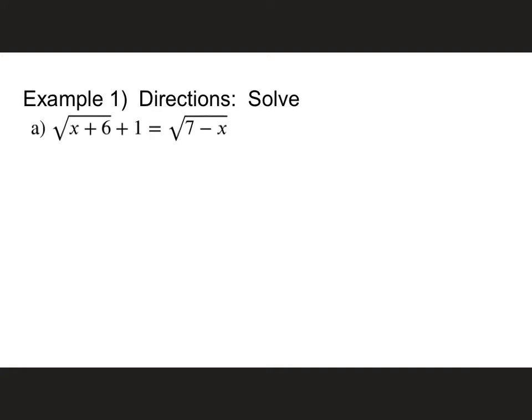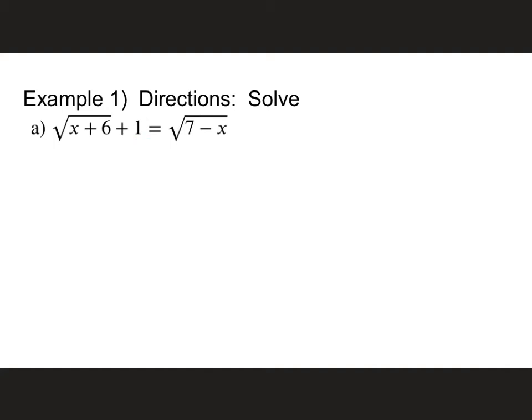In this problem, we have the square root of x plus 6, plus 1, equals the square root of 7 minus x. Wow. Okay, so what you'll see here is we don't just have, like we did in the last section, a radical on one side and stuff not underneath a radical on the other side. In this case, we have a radical on both sides, but we also have this number that's not underneath a radical, and we're going to have to deal with that. We're going to have to deal with this plus 1 right here.